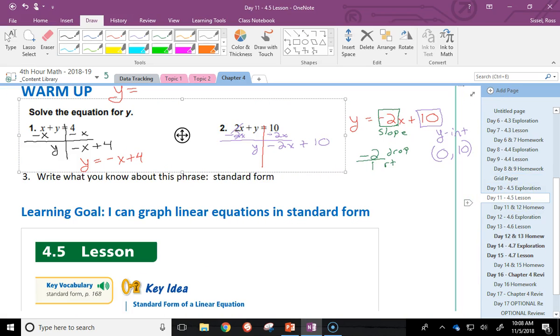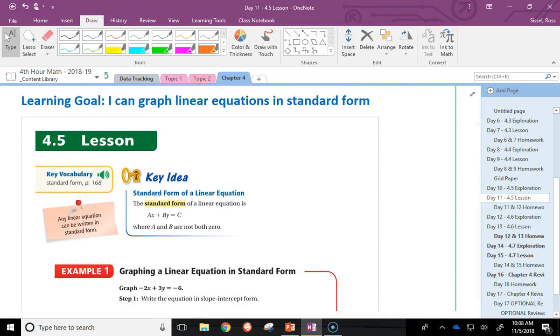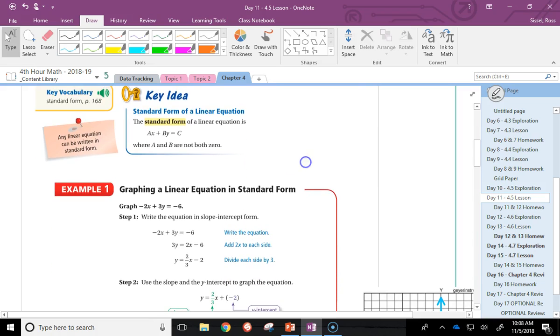So let's look at today's lesson and what we're going to do. If you could do the warm-up with me, today's lesson is going to be fairly easy for you. Because it says our learning goal: I will graph linear equations in standard form. Standard form is different than what we worked on. If we look at the key idea, it says standard form of a linear equation is ax plus by equals c. A lot of letters, right? Mainly what they're telling you is we're still following with the x and the y and the c.